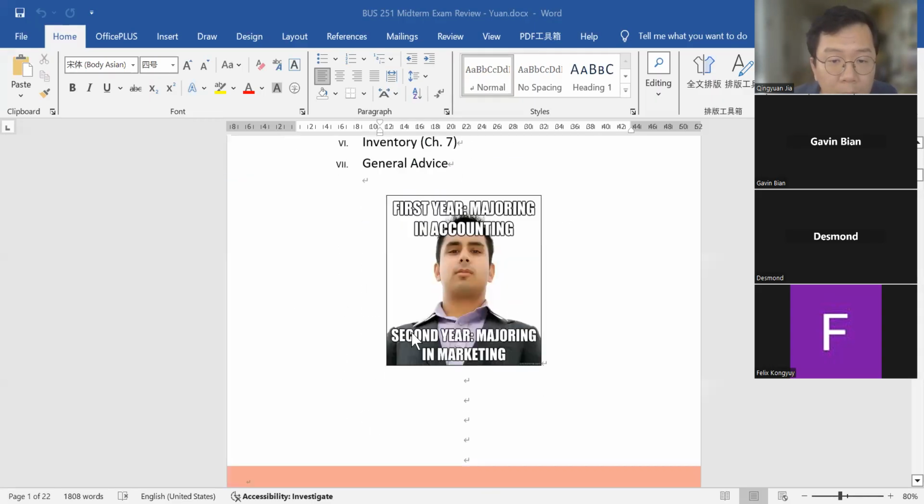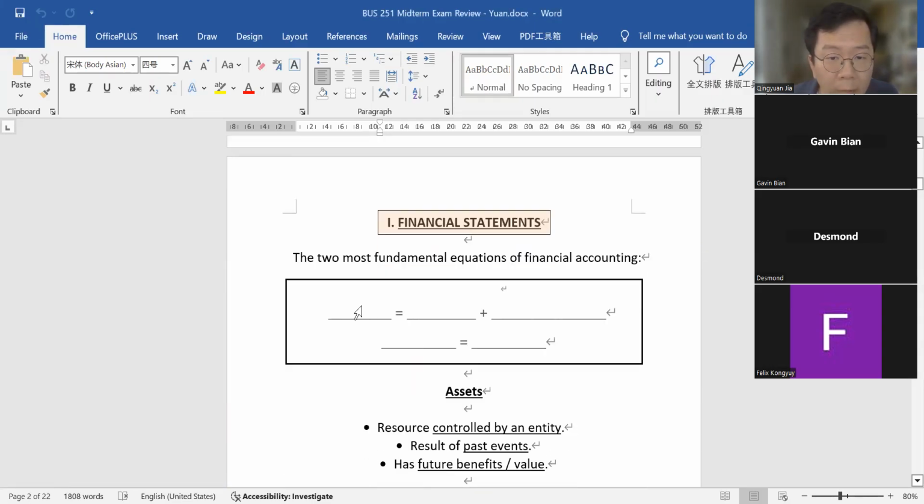First of all, we're going to start with the financial statement. Before we start, you can download this document and open it together with me. I will talk about the answers, and you can have the answers recorded at the same time. By the way, this session will be recorded and uploaded to Canvas later, so you are free to leave at any time if you have other priorities. Let's start with the financial statement.